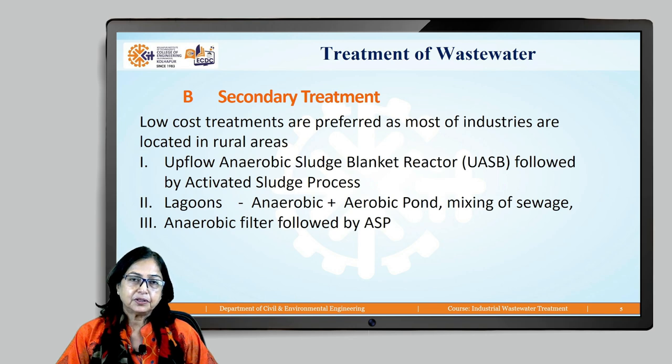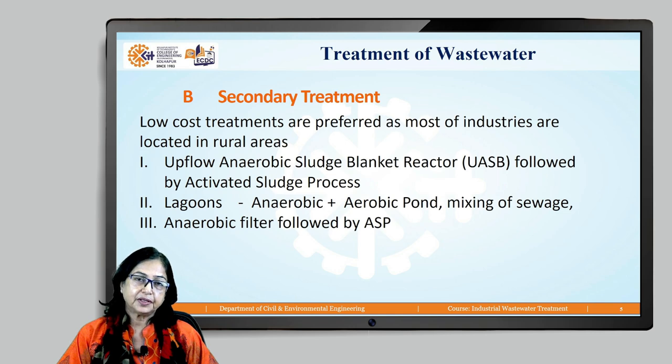if you remember the wastewater characteristics, the BOD is in the range of 1000 to 2000 milligram per liter, which is very high. And if you go directly for aerobic treatment, then the aeration cost is very high. On the other side, most of the sugar industries are located in rural areas near the fields of sugarcane. So, the availability of land is not an issue, and hence low cost secondary treatments are preferred.